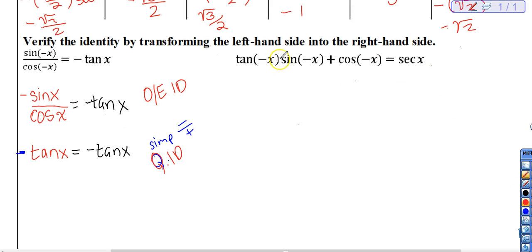That means multiply. Okay. So we're going to replace tangent of negative x with negative tangent of x, times sine of negative x, which is equivalent to negative sine of x. And notice that I put it in parentheses. It's just proper. Okay. Plus cosine of negative x is equivalent to cosine of positive x, equals secant x.